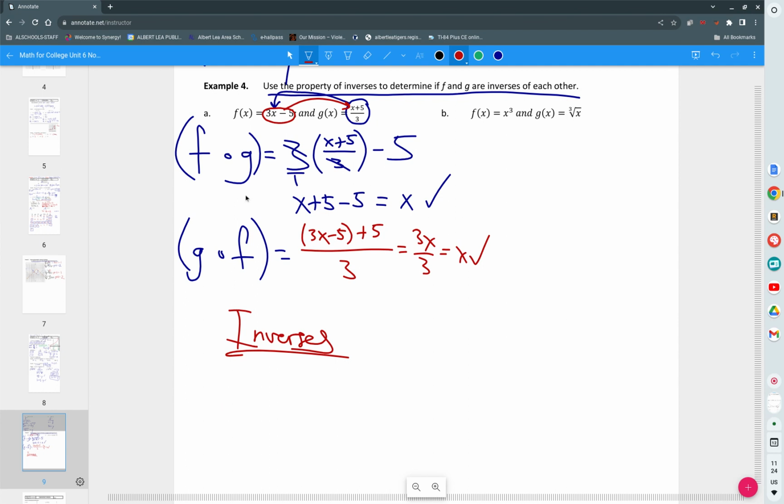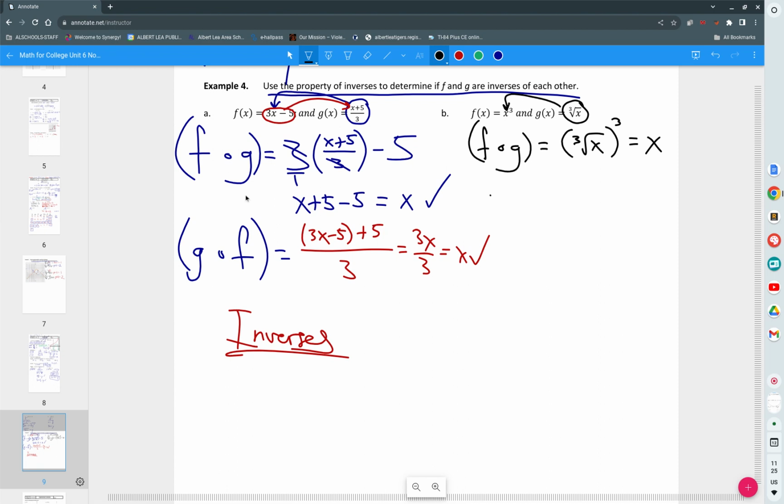I saved our easiest example for last. We have f of g. We're going to take what g is, which is this guy right there, and we're going to plug it in right over here for x. And notice we get the cube root of x, and we are going to cube that. What happens if you cube a cube root? It cancels out and leaves you with x.